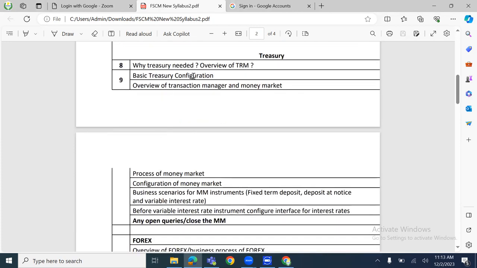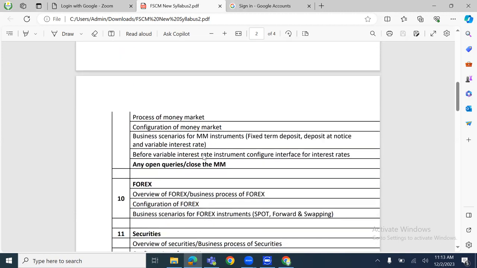Under treasury: overview of treasury, basic configuration of treasury, then overview of the transaction manager and money market. The first topic would be money market. Once the money market instruments are completed, then I am going to start Forex.